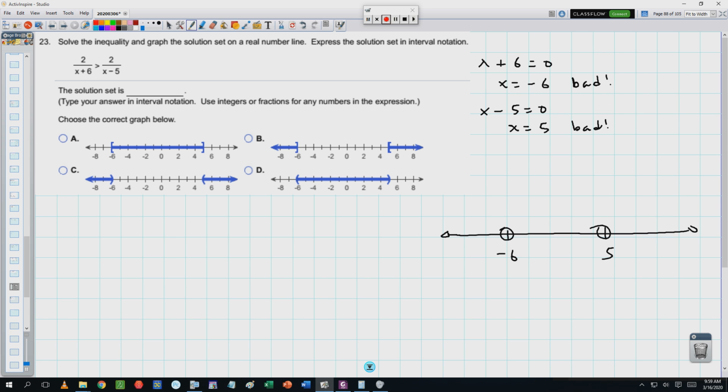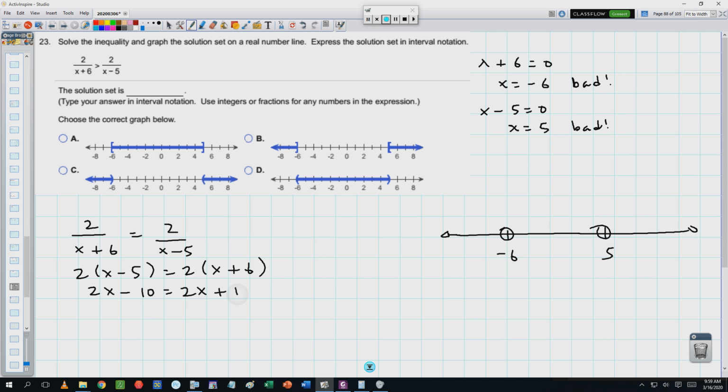Now, as far as the other critical points, I'll figure those out by just solving it as if it was just an equation. I'm going to cross multiply. 2 times is equal to 2 times. So 2x minus 10, 2x plus 12. The x's will cancel. So we have an equation here that's not going to create anything new for us. So we have a graph with open circles here. We just now have to figure out where we're going to shade. It's going to follow a predictable pattern.